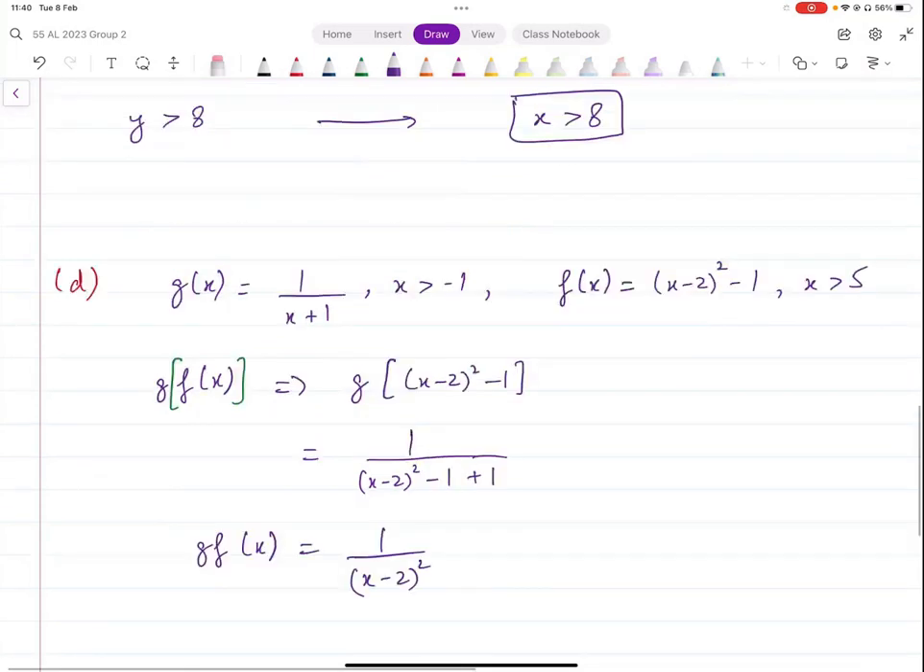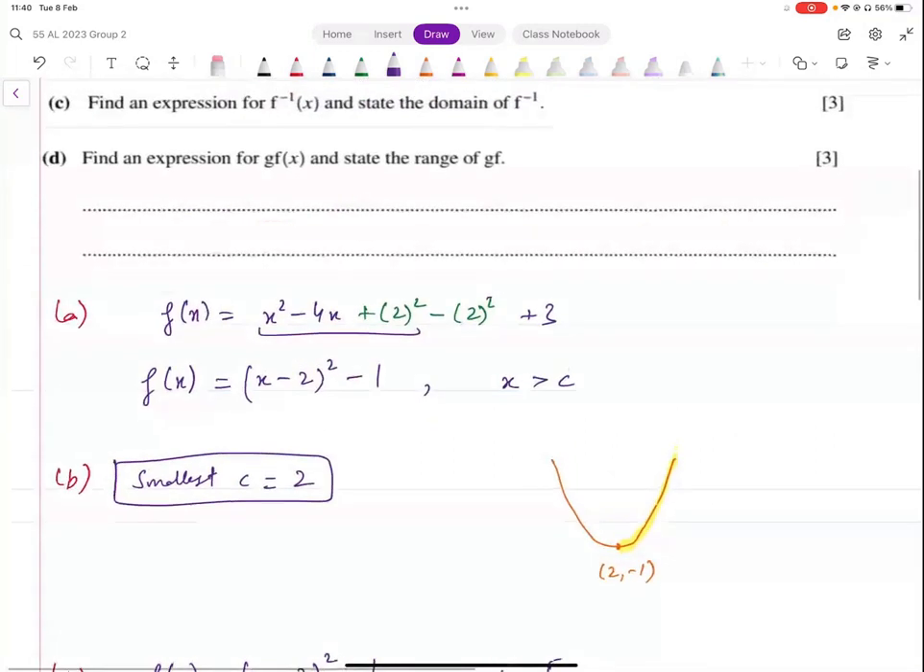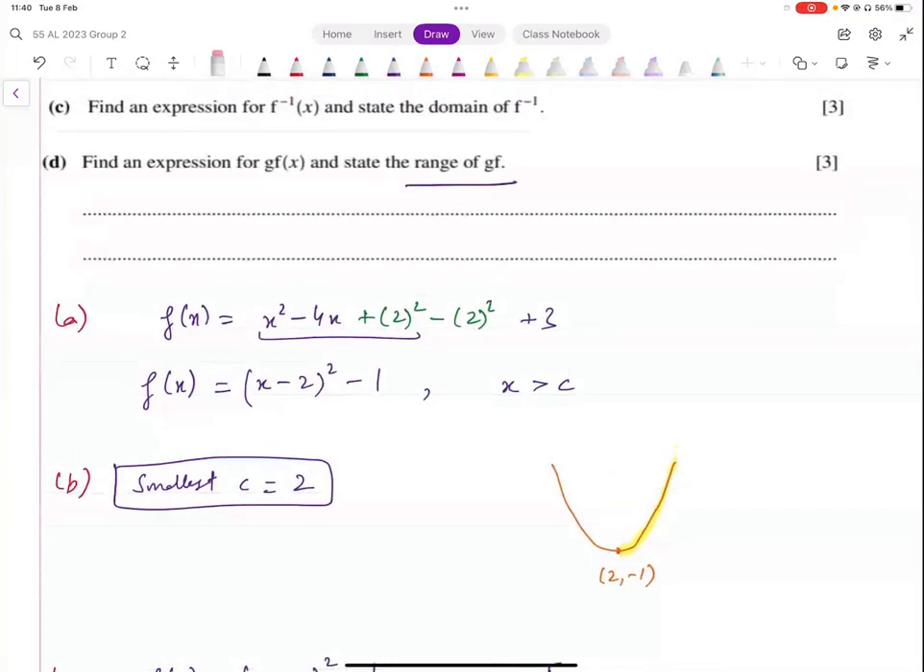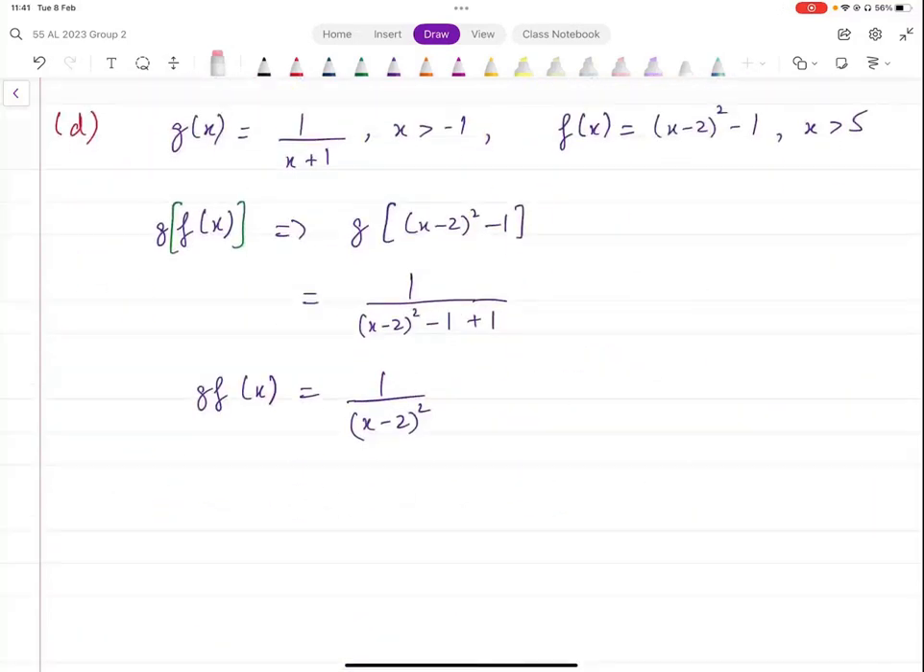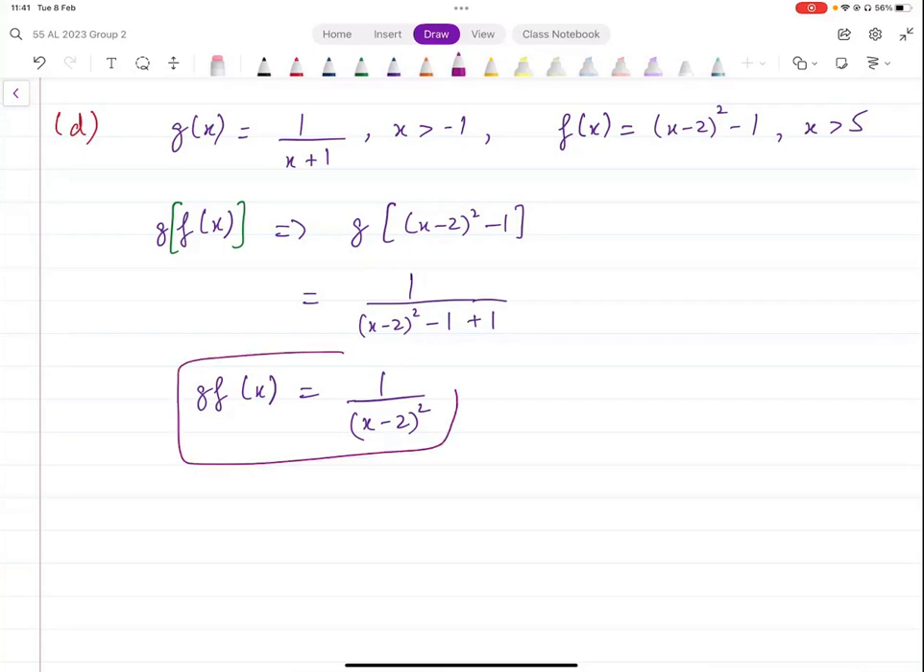Now, what else do we have to do here? We have to find the range of gf. इसकी range निकालनी है. How can we do that? Any ideas? What do we do? What's the domain of this function? Any idea about that? It's the domain of the inner function, the f of x, right? So इसकी gf of x की क्या domain होगी? जो f of x की domain है.